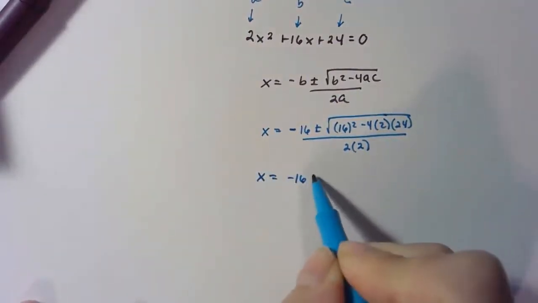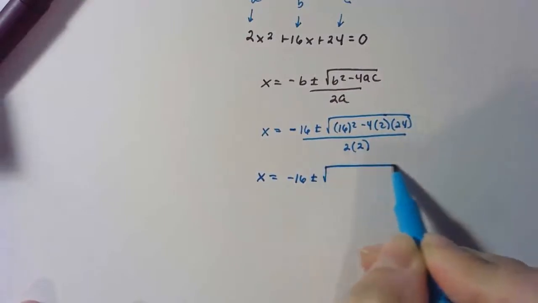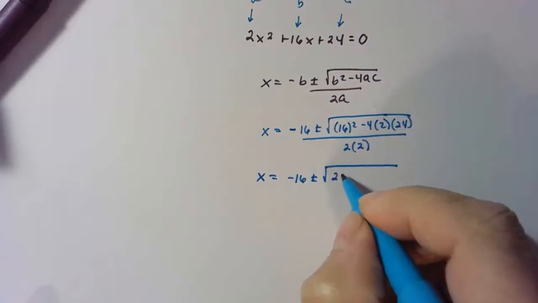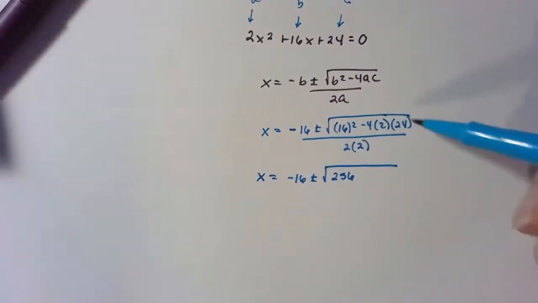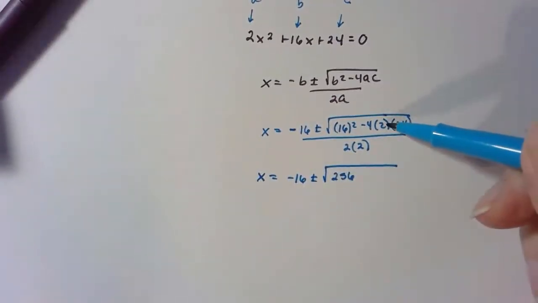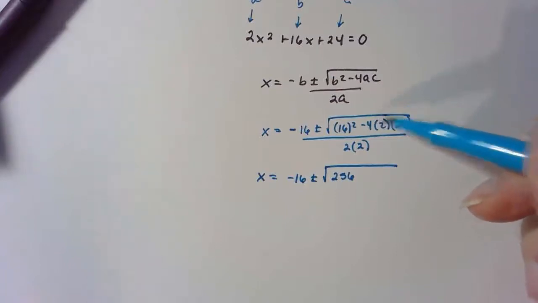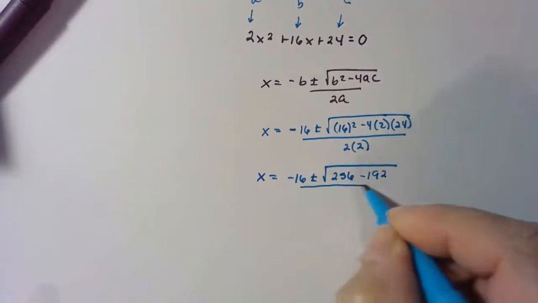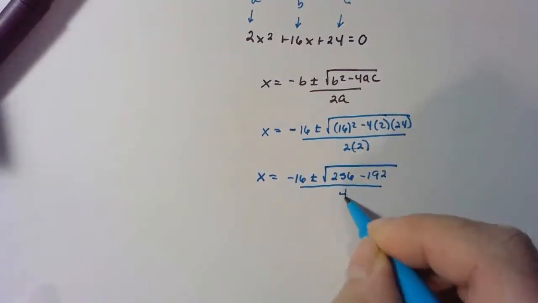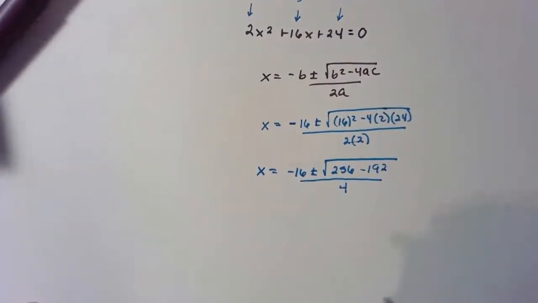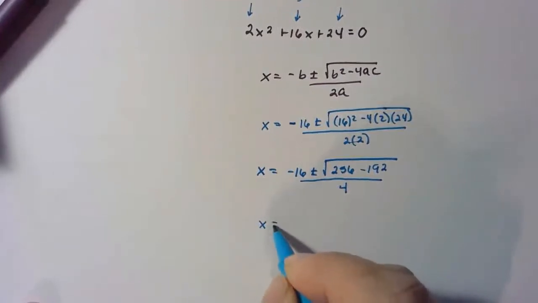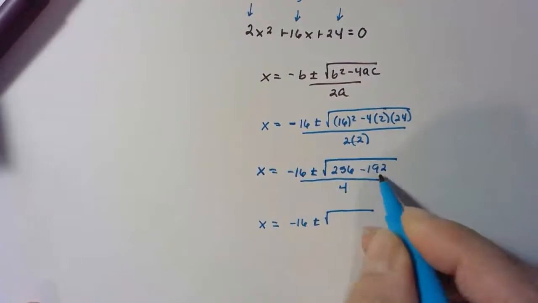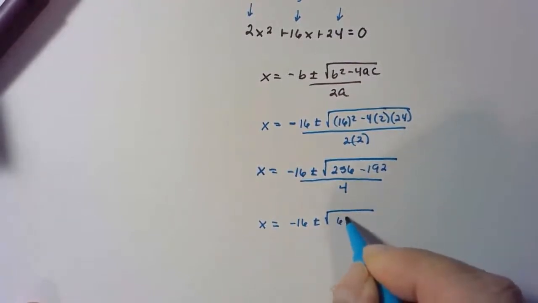Now I need to clean up what's inside the radical. Well, 16 squared is 256. And here I've got 24 times 2, which is 48, times a negative 4 is going to give me a negative 192. And 2 times 2 on the bottom here is 4. I'm going to clean up inside here a little further. Okay, 256 minus 192 is 64.